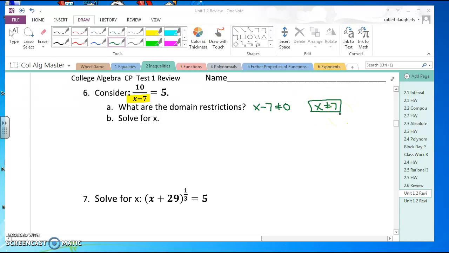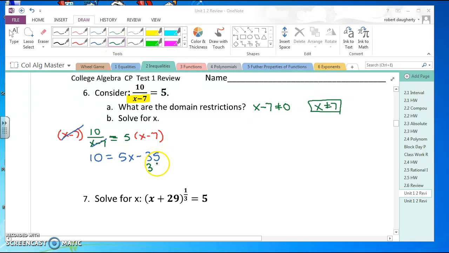To solve this, I will multiply everything by x minus 7. So 10 over x minus 7 equals 5. Multiply both sides by x minus 7. On the left-hand side, I just get 10. And on the right-hand side, 5x minus 35.